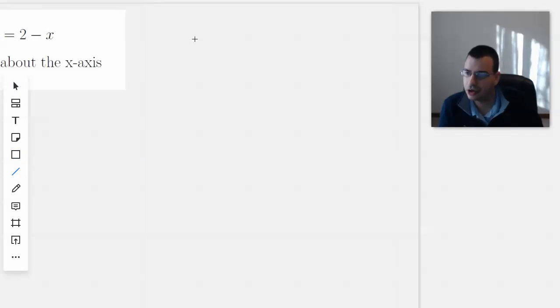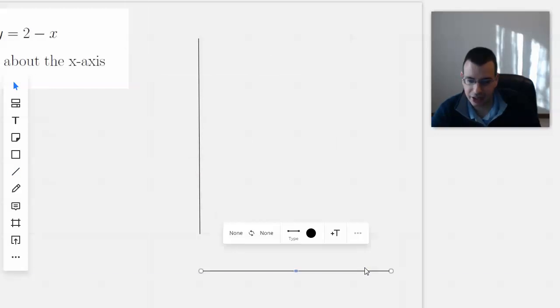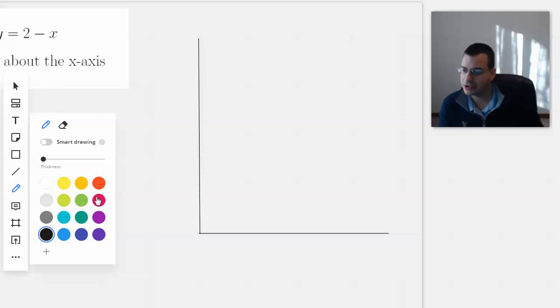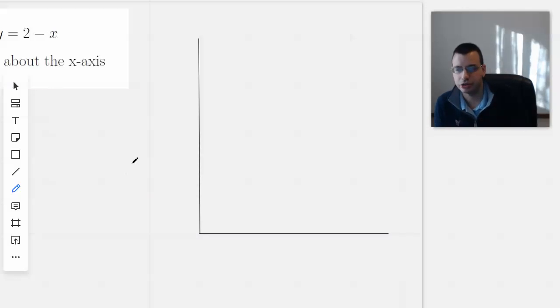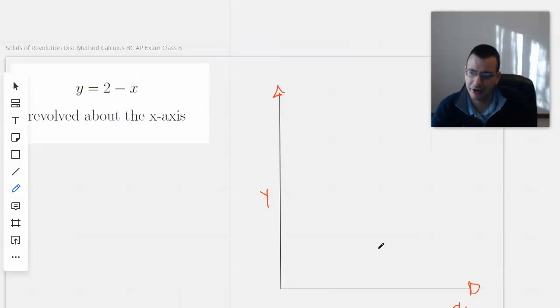So let's get an axis like this, copy paste, move it to the side, and we've got ourselves an x-axis. Let's do a y-axis, and we'll do an x-axis. Probably should have arrows. There we go. Add a little bit of realism. So then we have 1, 2.